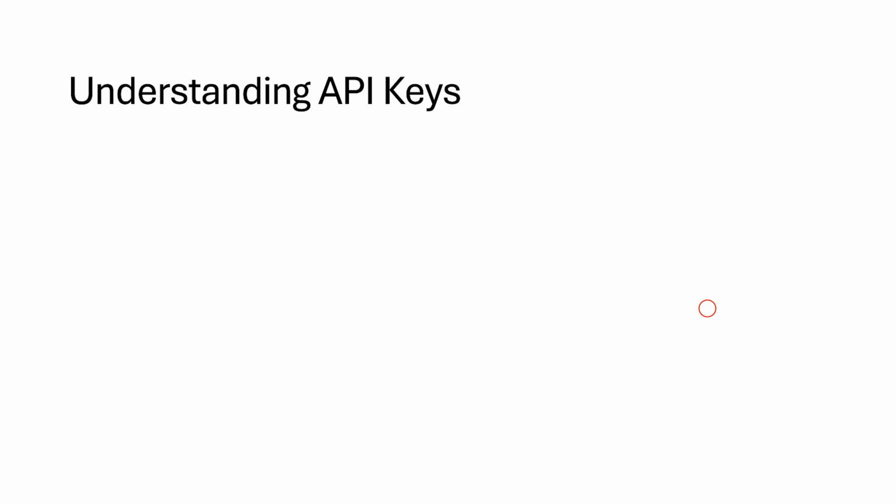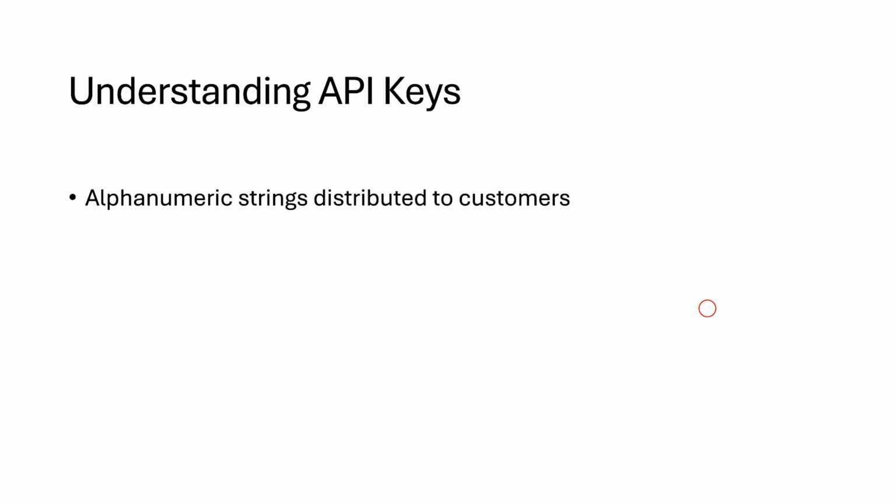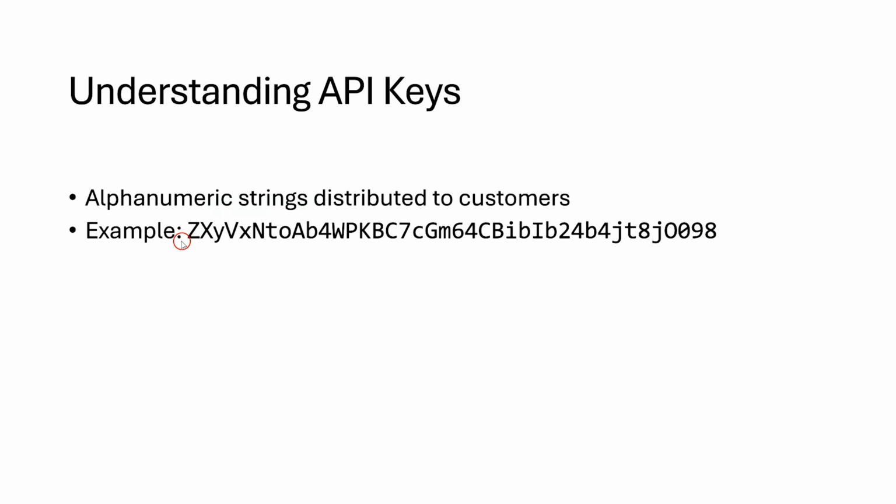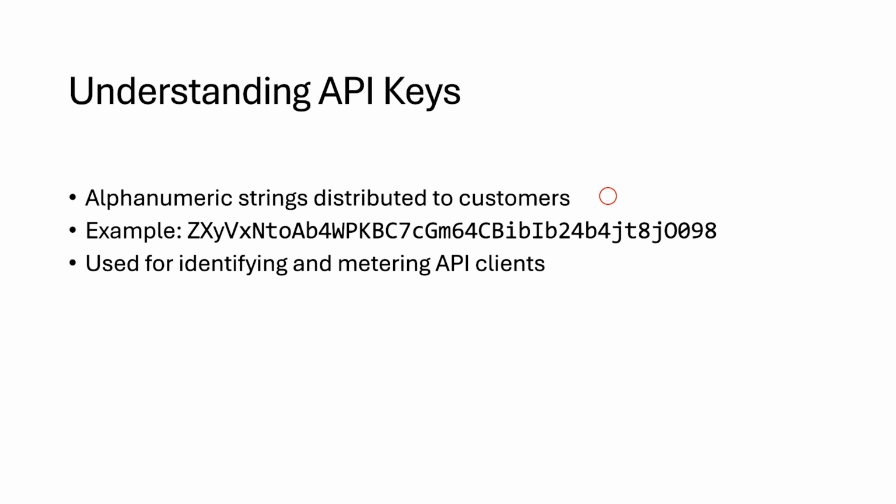Moving on to the next topic, understanding API keys. Now let's talk about API keys. An API key is nothing but an alphanumeric string like this. You can observe this is an API key, an alphanumeric string, and you can distribute this string to your customers. These keys are used for identifying and authenticating API clients.